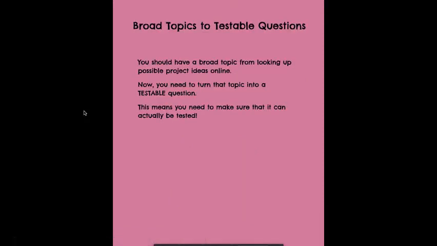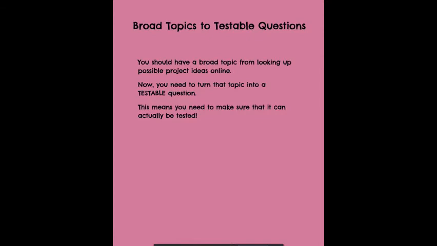So what we originally had you do was to look up some project ideas. From the feedback I was getting, most of them seemed to be a little broad. Some of them were already in a testable form, but I wanted to clarify the difference between the two. A broad topic is an overarching topic. It's going to be maybe like, how does this work? Or, I want to fix this.